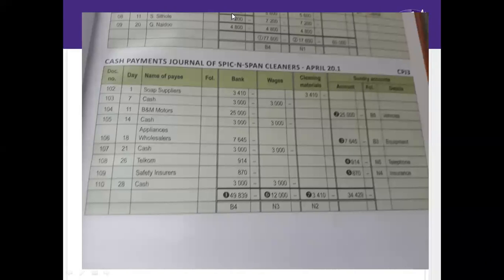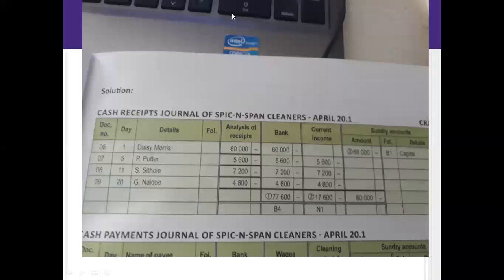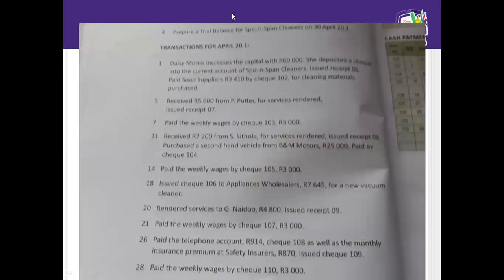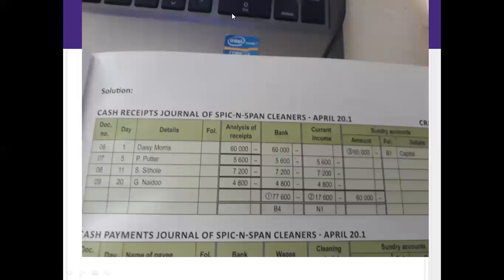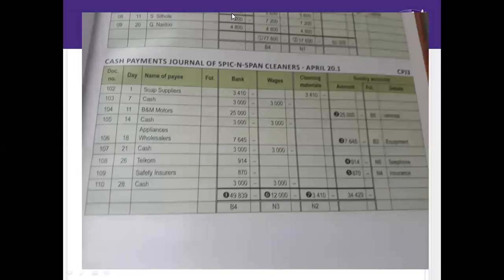Okay, now quickly going back, but remember we still need to do that insurance one still on the 26th. Just check again at the information. So insurance with safety insurers, 870 rand, and it's check 109. You need to pay it, so it also goes to the CPJ. So still on the 26th, it's just the next check number, check 109, 870 rand in bank. And with Sandra accounts, it's for insurance. It's with Sandra accounts because there was not a column for insurance.